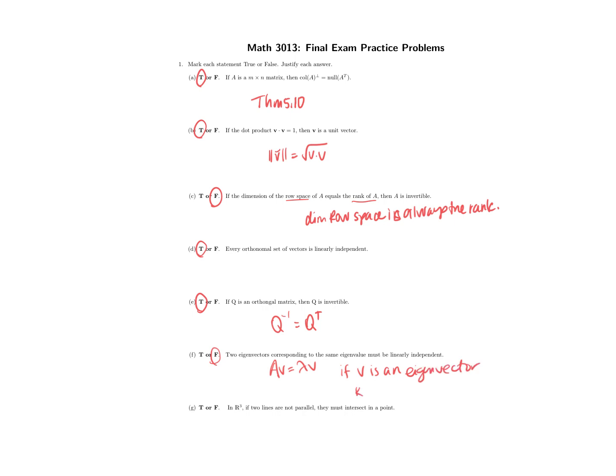So if we had k times v, that is also an eigenvector. In R3, if two lines are not parallel, they must intersect at a point, so that's false.